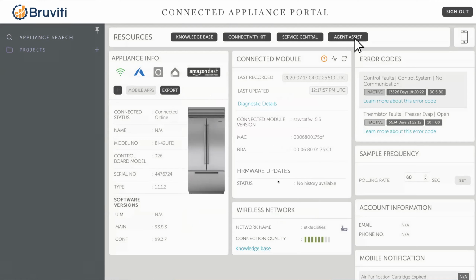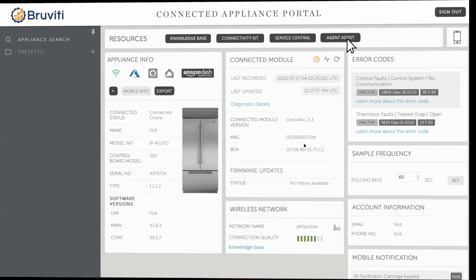And I'm pulling up, in this case, real-time information from this refrigerator. On the left-hand side, you see all the associated information: some information about the model that's connected, the wireless network, the error codes, some errors that are being seen, and that's going to be the basis for how we triage in the next screen using Agent Assist around this particular problem. So from here, I'm going to fire up Agent Assist in the top right corner.